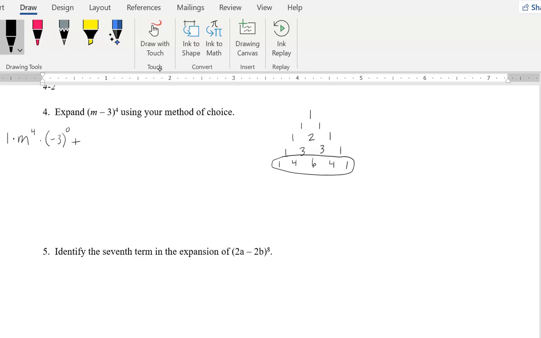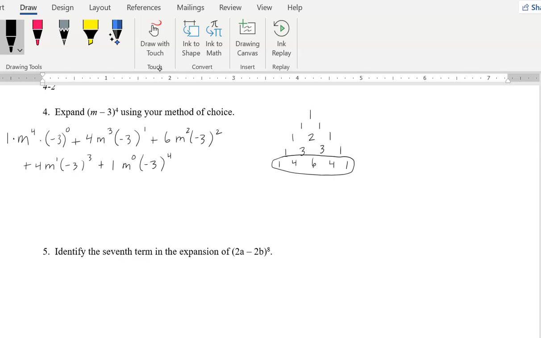All right, next number from the triangle is 4. m now drops down and negative 3 goes up. And I'll come back and simplify all that in just a minute. Next number from the triangle, 6. m goes down, negative 3 goes up. Next number from the triangle is 4. m goes down, negative 3 goes up. And then finally, the last number from the triangle, 1. m goes all the way down to the 0 power, and negative 3 goes up to the 4th.